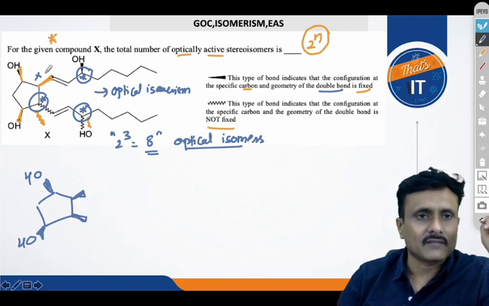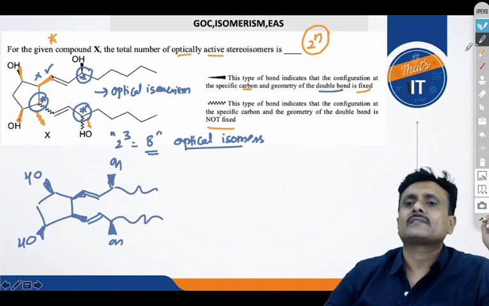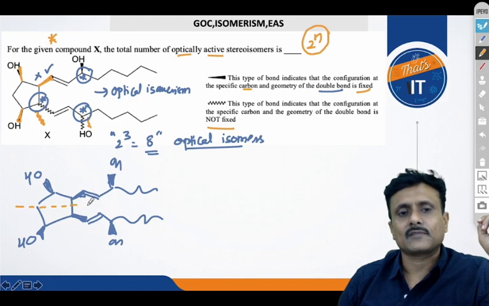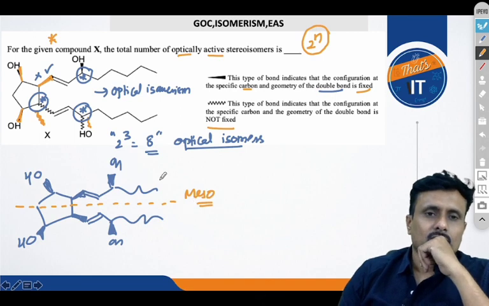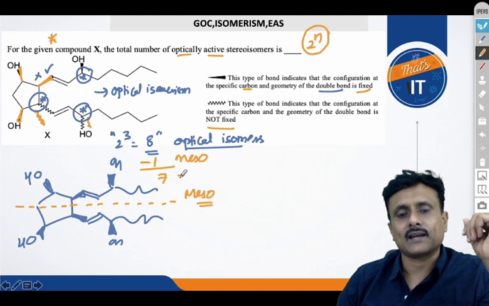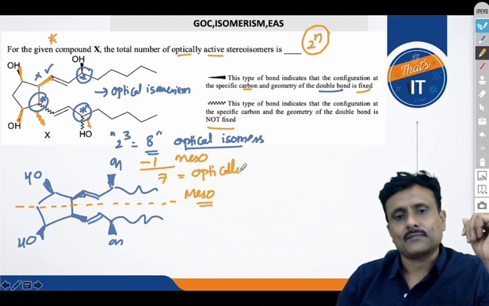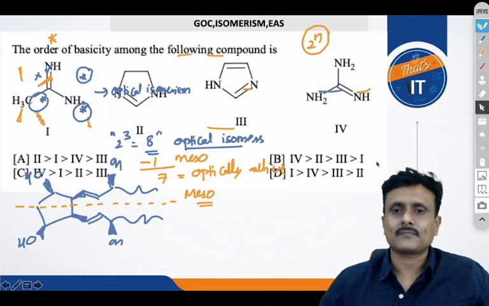I am fixing this up. I am taking this towards the observer, keeping the double bond, isn't it? Keeping the double bond and writing the remaining. Now we can see the upper is OH, lower is also OH, then the remaining group. Now you can see this compound has an absolute plane of symmetry. So this is the meso form. So among 8, 1 is meso, therefore total number of optically active isomers are 7. Easiest solution possible, which is available on the internet.